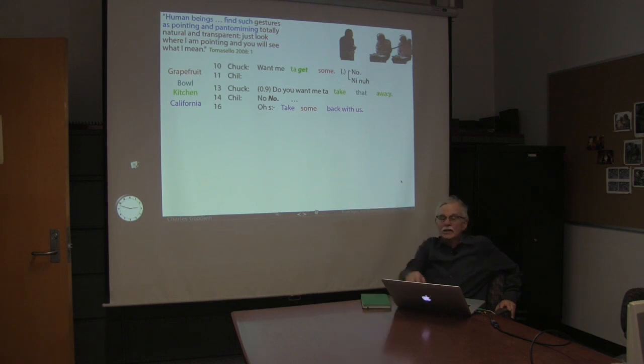And when he looks at the other, the longest point, it might be the kitchen in the back, or it could be several thousand miles away in California. So this transparency is preposterous.